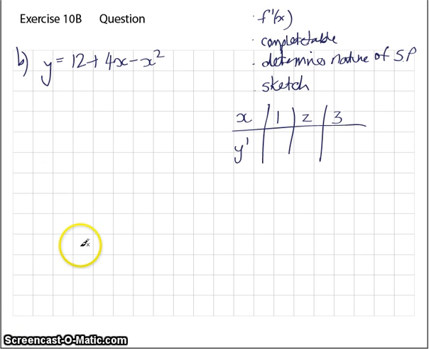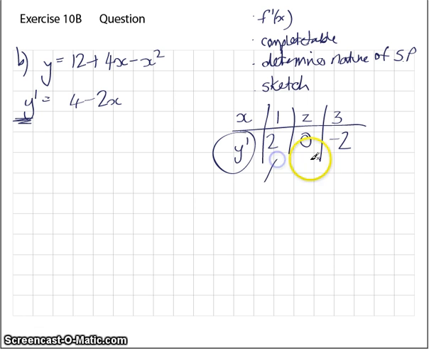We're going to the next question. It's exactly the same. It wants us to find the derivative first. So term by term, we're going to have 4 minus 2x. Wants us to complete this table, making sure that we're matching and we're finding the derivative here. So at the point where x equals 1, I've got 4 minus 2. So that's 2. 4 minus 4 is 0. And 4 minus 6 is minus 2.